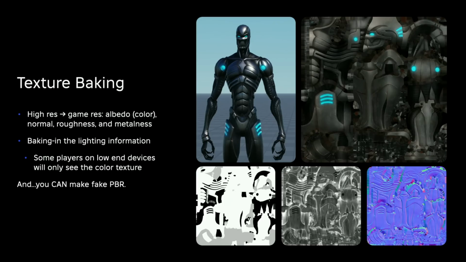Working on The Sims, we actually baked in all the lighting information, and even though we baked in really hot spots and it was different than the lighting in the world, you couldn't tell. It still looked awesome. But the other thing to note is some people on the platform don't actually see PBR. They're on low-end devices, so you need to have that color texture as detailed and tight as you can get.